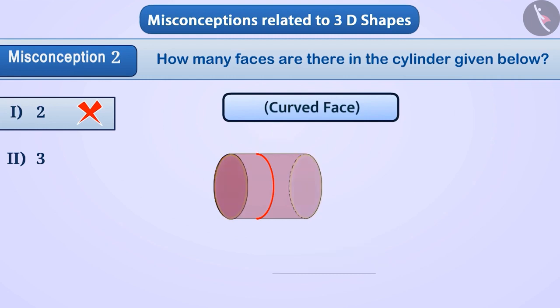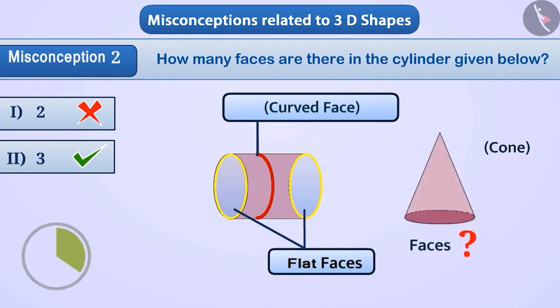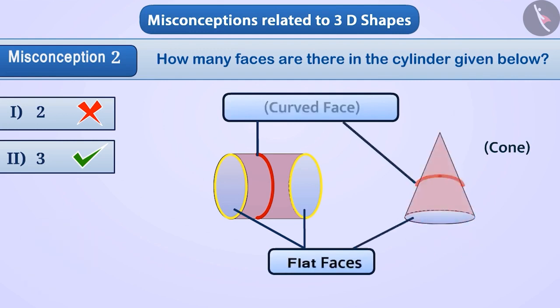The correct understanding is that there can also be a curved face. For example, the curved part of a cylinder or the curved part of a cone is also a face. Thus, the cylinder has a total of 3 faces, 2 flat faces and 1 curved face. That is, the correct answer is option 2. Can you tell how many faces are there in a cone? Think. Absolutely right. Cone has 2 faces, a flat face and a curved face.